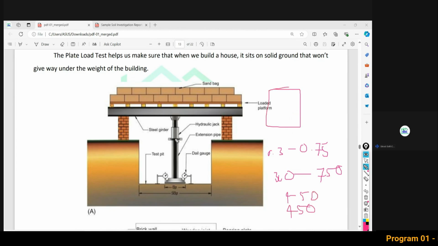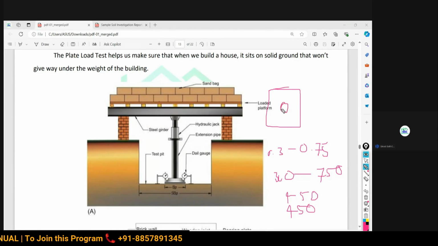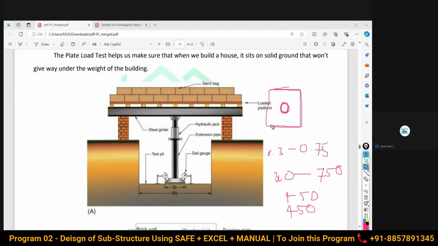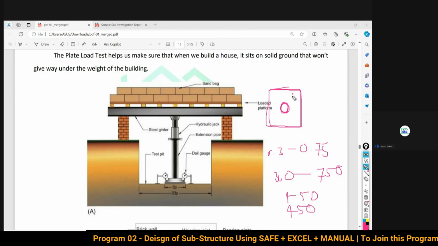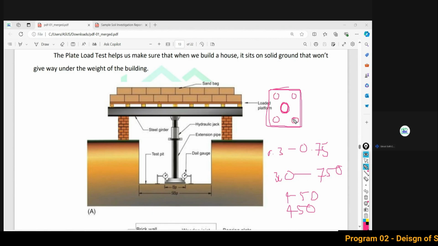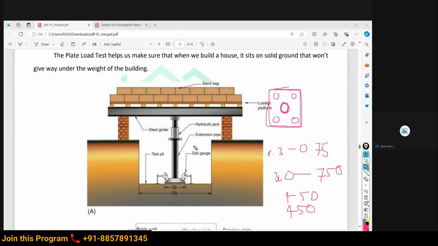Over that we do the setup where we apply the load over this plate by hydraulic jacks. By the normal loading or by the hydraulic jacks, we apply the pressure over this steel plate. And at the four corners, not three, not two, a minimum of four recording gauges are set at the four corners of the plate. Through this system, we apply the pressure.